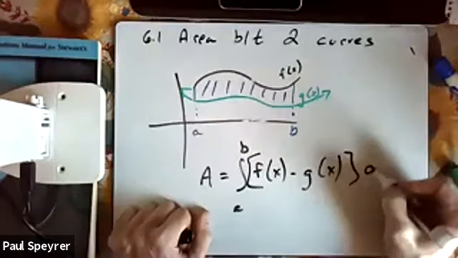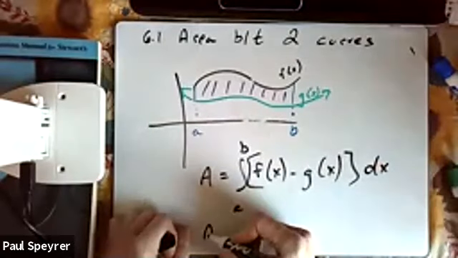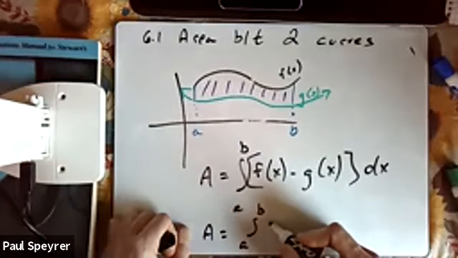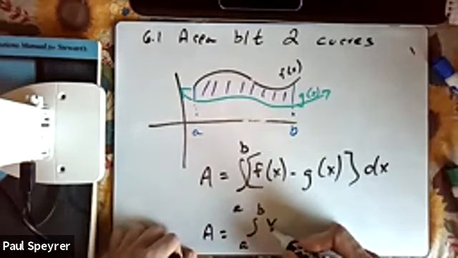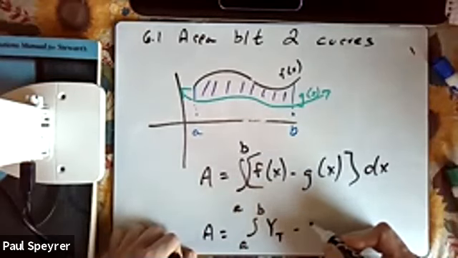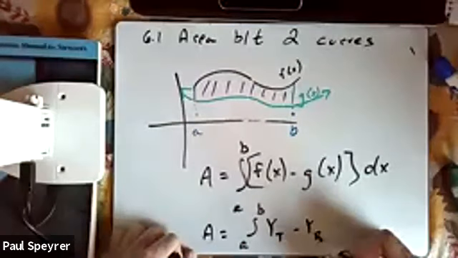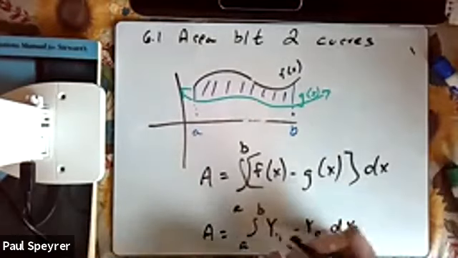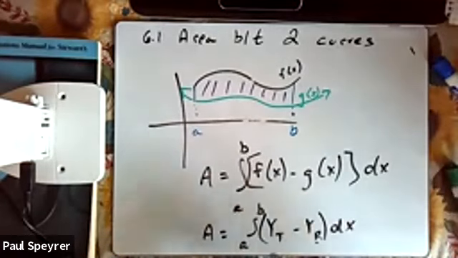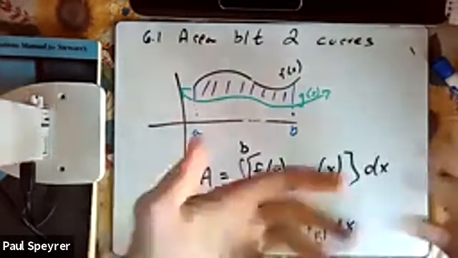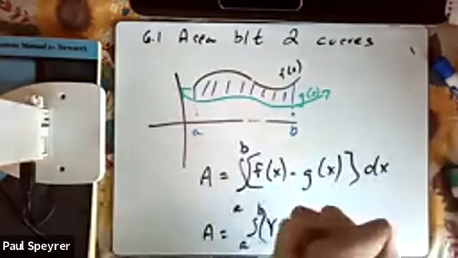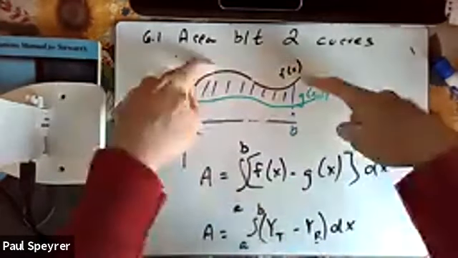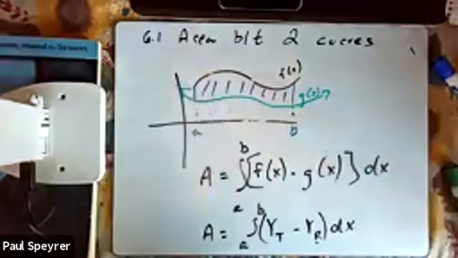dx. Or another way of looking at it is this right here. I'm going to say from A to B still, and I'll put y top minus y bottom dx. Now, what does this mean right here? Well, y means our equations in terms of y, okay? And it means top minus bottom. So you have your top equation minus your bottom equation.